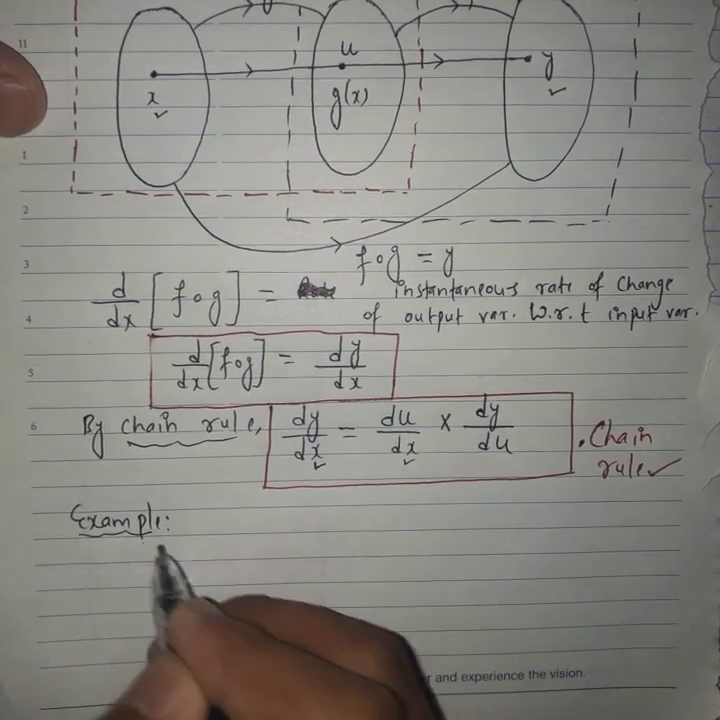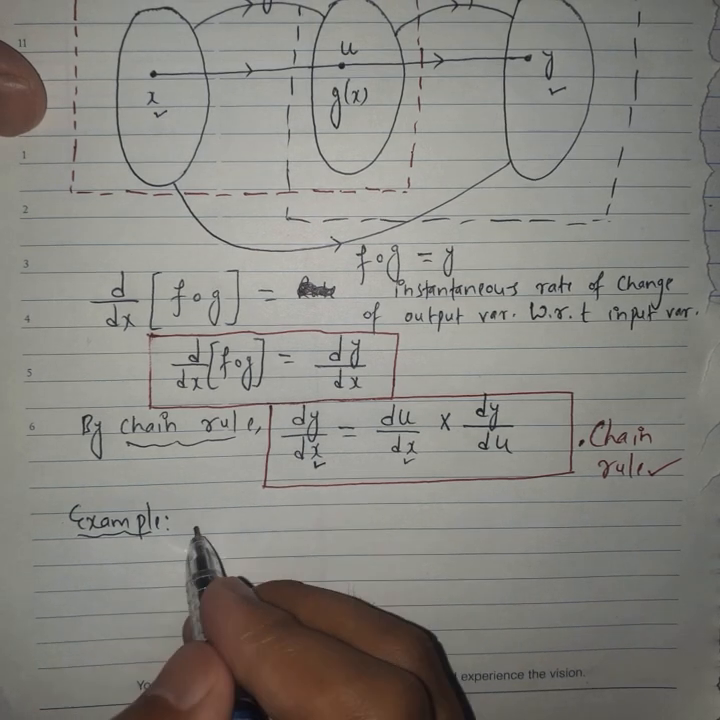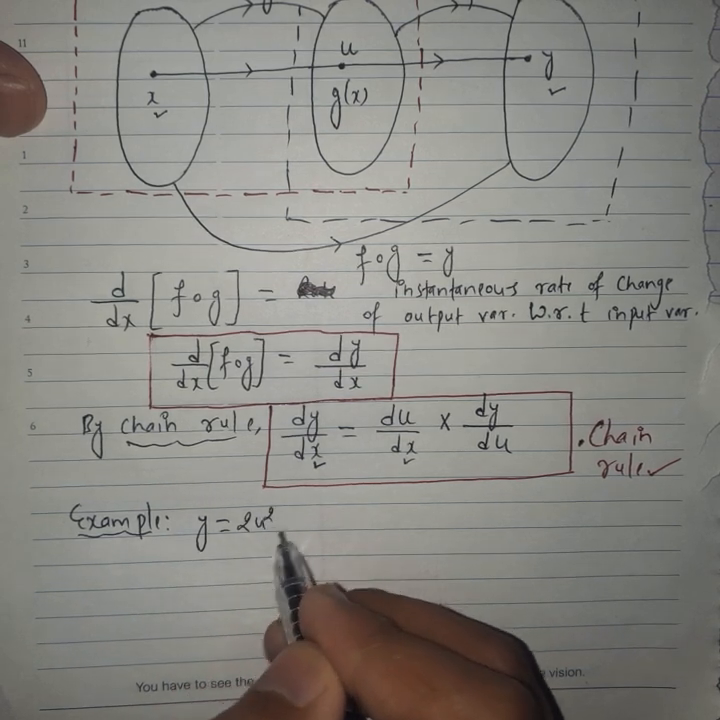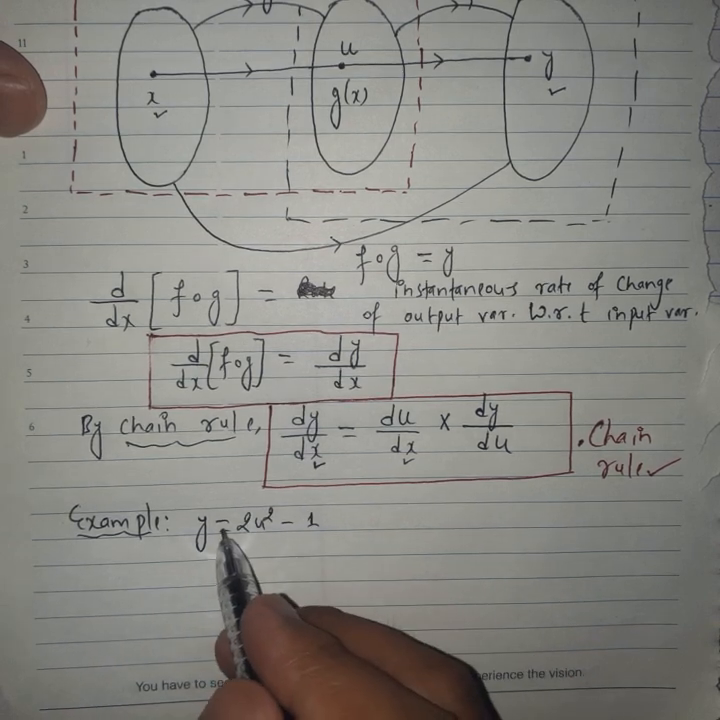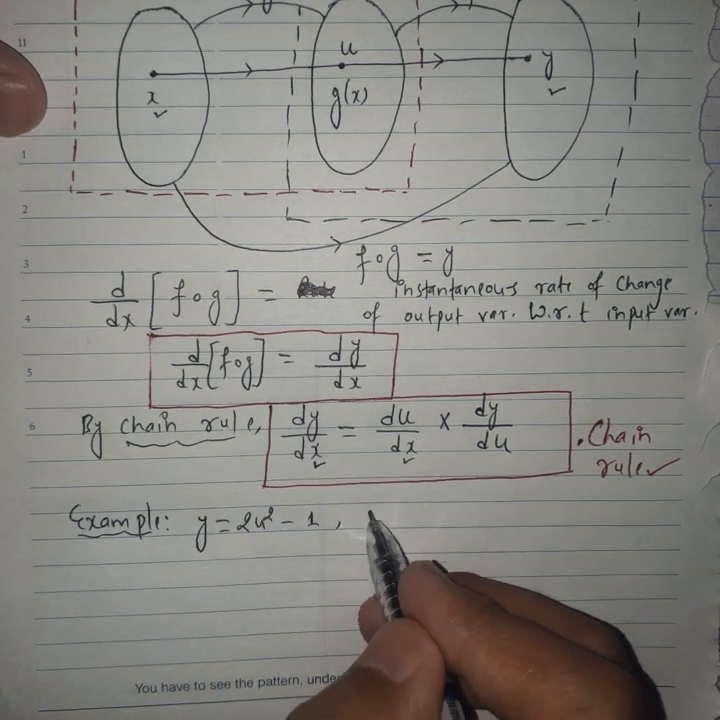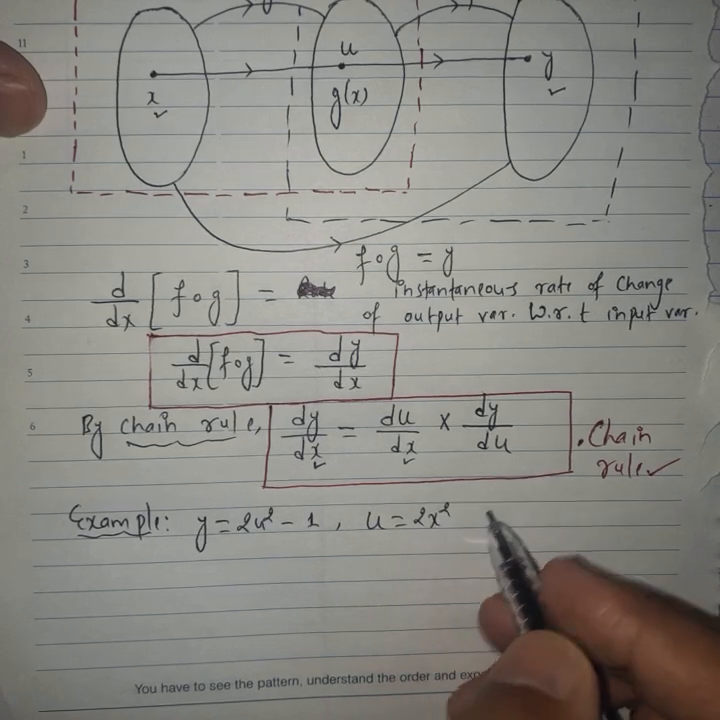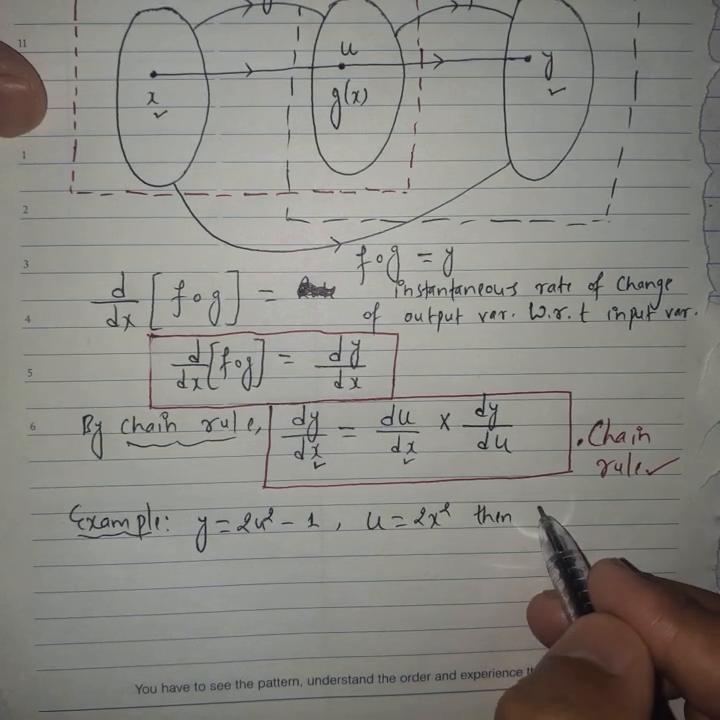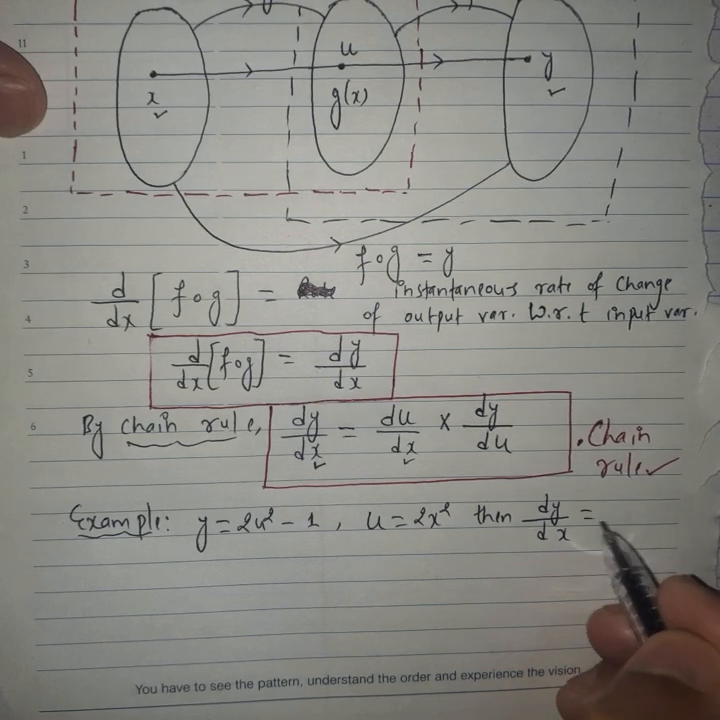Let's take an example. Let me write the question first. A function y is equal to 2u squared minus 1. Here y is equal to 2u squared minus 1. It is a function of u, and another function u is given as a function of x, just 2x squared. Here two functions are given. Then we have to find the value of dy with respect to x. What is it?